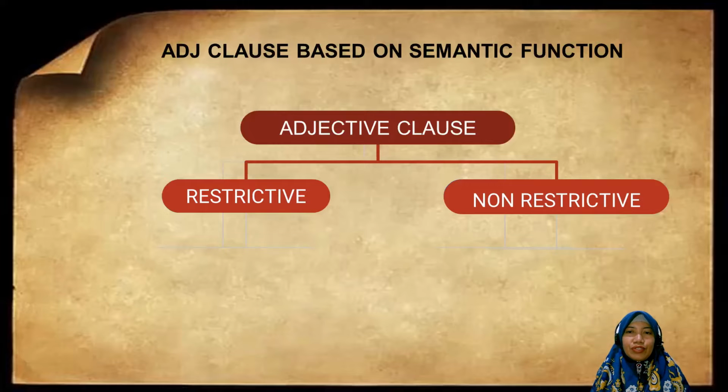Now, we move to semantic function. Based on semantic function, adjective clause is divided into two kinds. The first is restrictive and the second one non-restrictive. Here is the explanation.